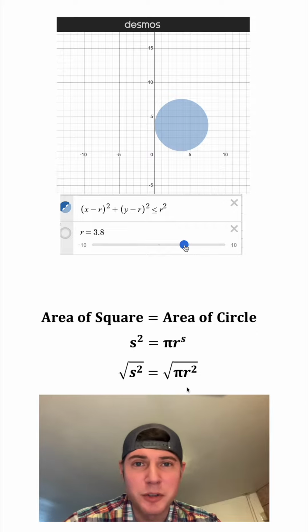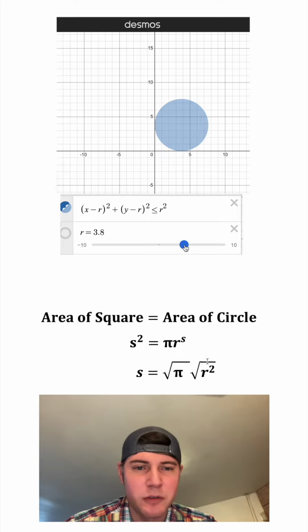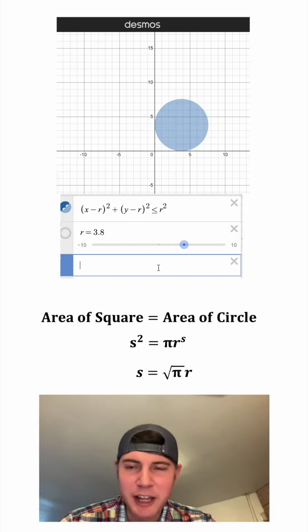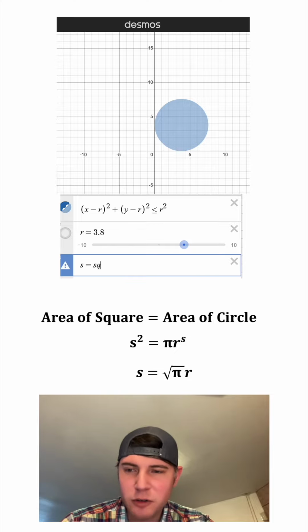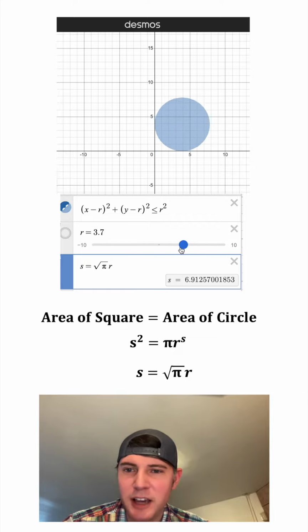So we'll square root both sides. And then we can split the roots here. Square root of s squared is s, and square root of r squared is r. So we have s is equal to square root of pi r. We can plug that in here. S is equal to square root of pi times r. And now you can see that s changes as r changes.